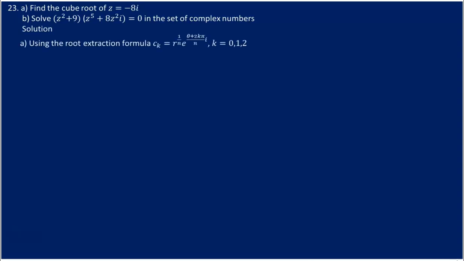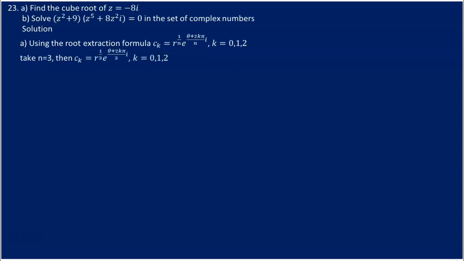So in order to find that, there is a certain formula we derived in our normal class. That was given by c_k is equal to r to the power of 1 over n, to the power of i times (theta plus 2k pi) over n, k running from 0 up to n minus 1. So we are going to apply that in order to find the cube root of this minus 8i. And once we finish solving that, we will try to solve b. The equation is already given to us, so using a, we are going to see how we can solve b.